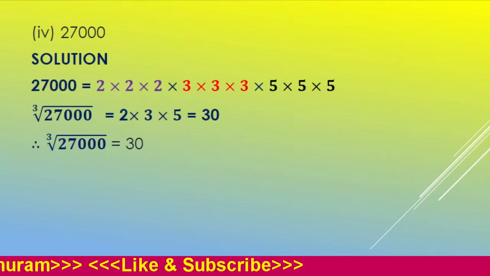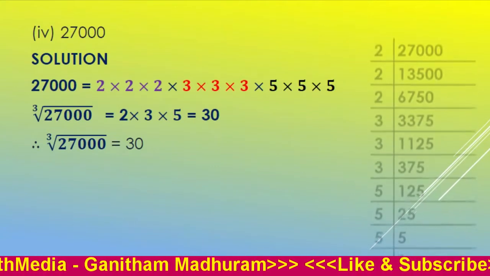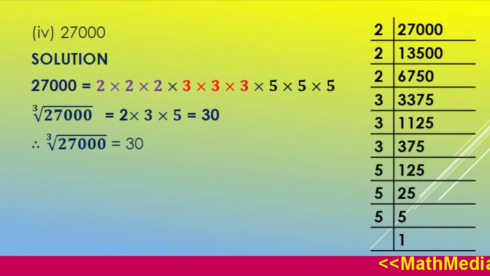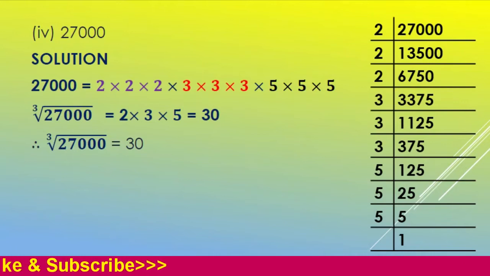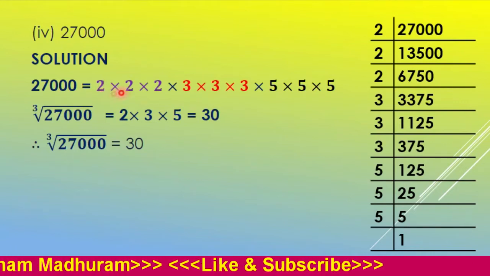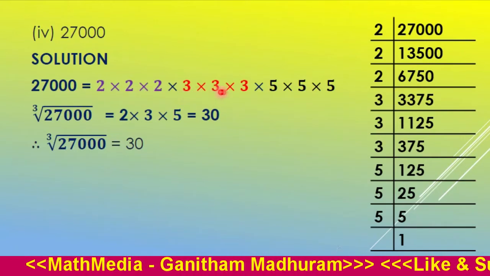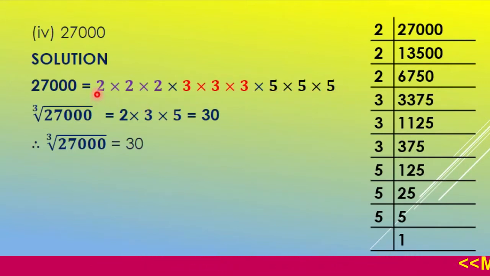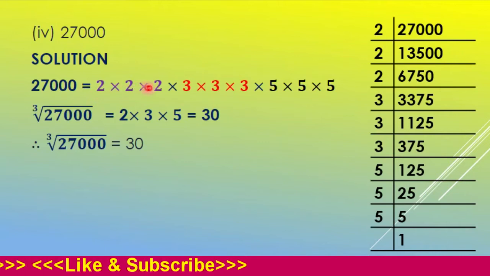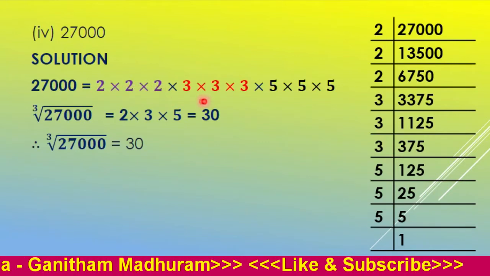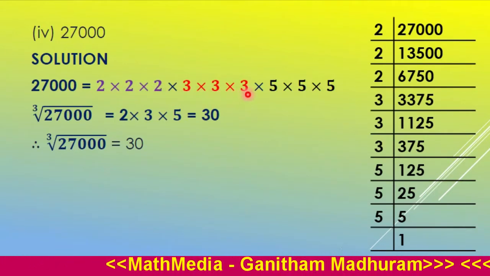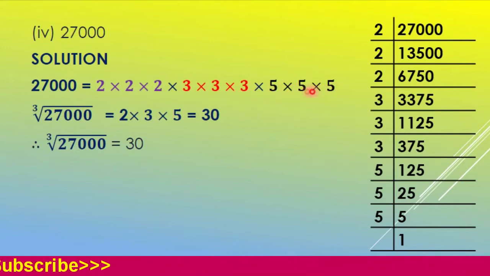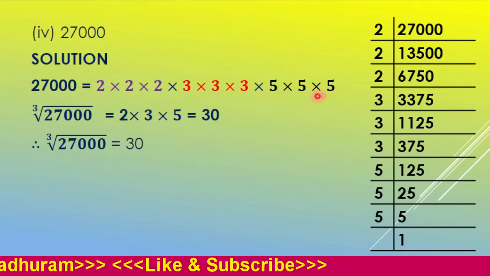Next question, 27,000. We can find the prime factorization of 27,000. So the prime factors are three 2's multiplied by three 3's multiplied by three 5's. And in the next step I am making a group of 3. I am getting one group, another group of 3 with the number 3, and the third group of 3 by making the number 5.